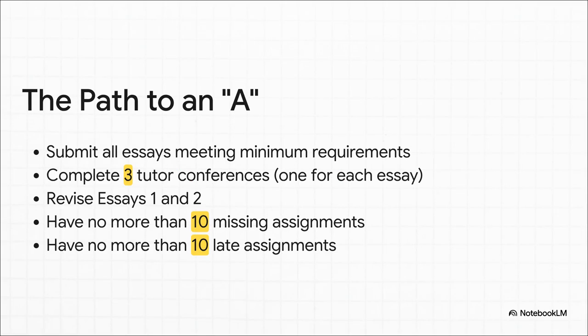So let's zoom in on what it takes to get an A. You need to submit all the major essays, complete 3 tutor conferences, and revise the first 2 essays. The other piece of the puzzle is just being consistent. You get a buffer of 10 missing and 10 late assignments for the whole semester. That gives you some breathing room, for sure, but it also means you gotta stay on top of things.